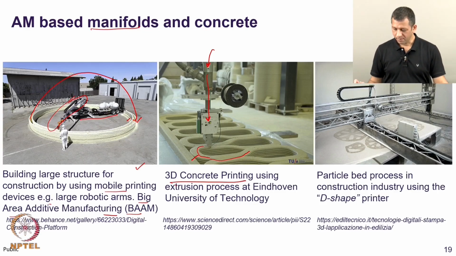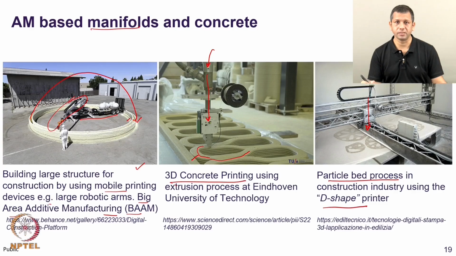Another interesting example of how additive manufacturing has been used in construction domain is this particle bed process, which is done using a D-shape printer. It is called a D-shape printer because this assembly here, which injects water on a bed of ingredients, for example cement, concrete or other ingredients, is of D shape.